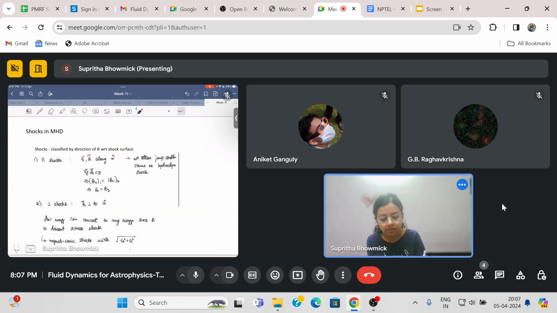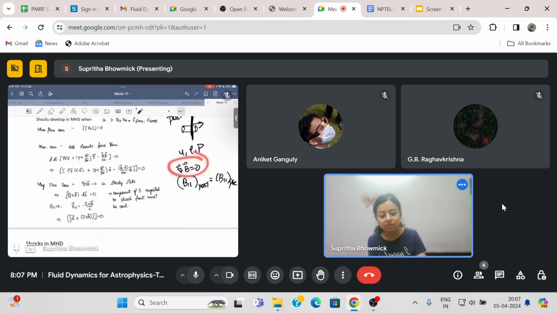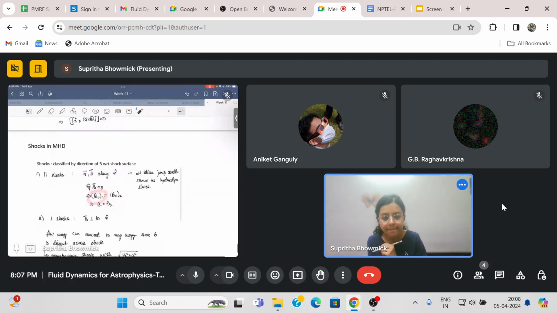In this case, every other jump condition is the same as your usual hydrodynamical situation without the magnetic field. But now you have the extra parameter, which is the magnetic field. So to find out the jump condition of the magnetic field, which we have actually already discussed, because you have to impose divergence of B equals 0 for any shock, what do you get? You get the parallel component of B in 1 is equal to the parallel component of B in 2, where 1 and 2 refer to pre and post shock regions, right?